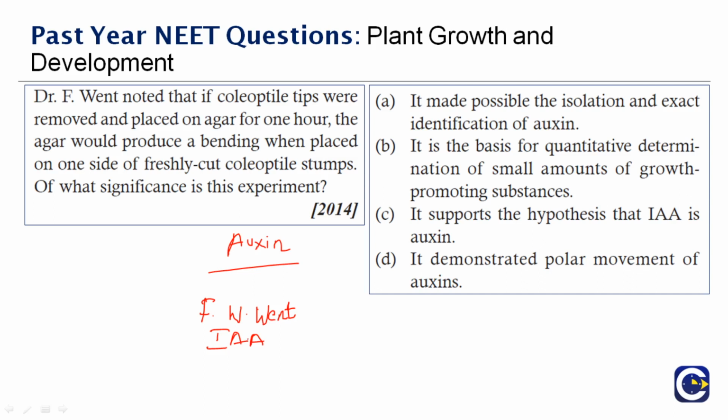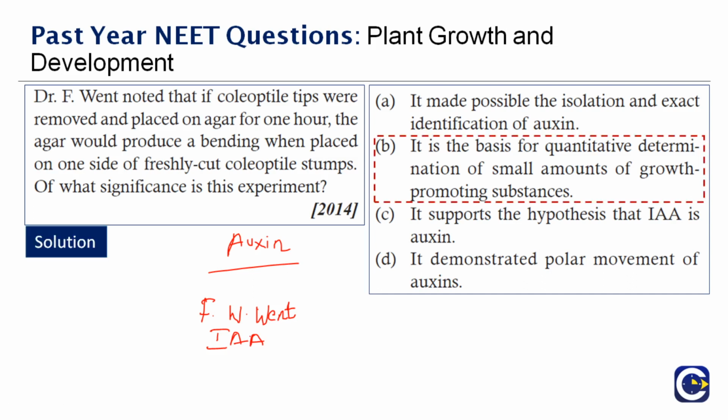auxin on one side. It is seen that when coleoptile tips are placed on the agar, the agar produced will bend. There is bending when placed on one side of a freshly cut coleoptile stump. This is due to the polar movement of the auxin in the stump. Therefore, the correct answer to this question is option B. It is the basis for the quantitative determination of small amounts of growth promoting substances.